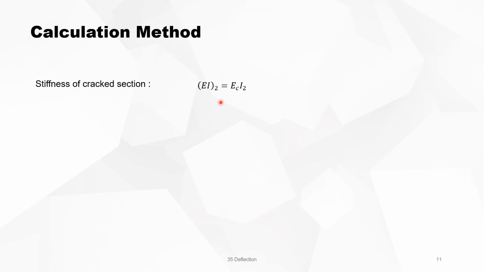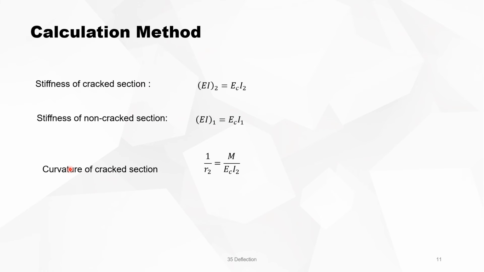The EI of the cracked section is then Ec times I2. It's the moment of inertia of the cracked section. For the non-cracked section, it's similar, but Ec times I1. We can calculate the curvature of a cracked section as M divided by Ec I2, and the curvature of a non-cracked section is M divided by Ec I1. Ec equals the mean value Ecm divided by 1 plus phi, with phi the creep factor.